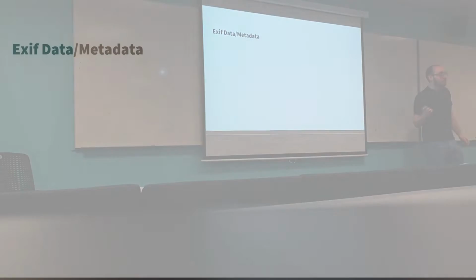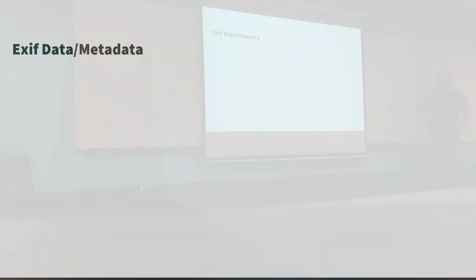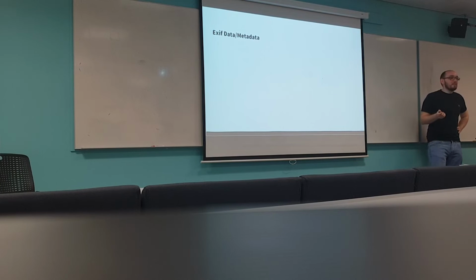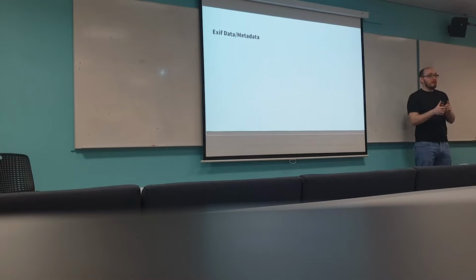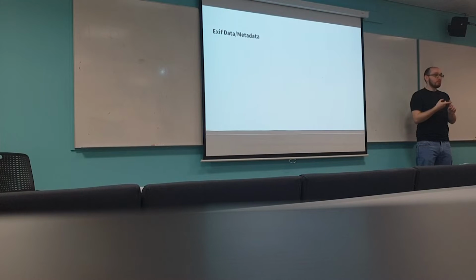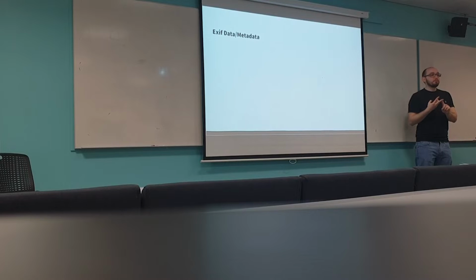So the first concept that I'm going to introduce you to is Exif data and metadata. Every file that you upload to the internet contains some metadata. This is information on the file about the file. So it could be when the picture was taken, what version of Word was used to create the Word document, the location when it was published. All this is included in files by default.